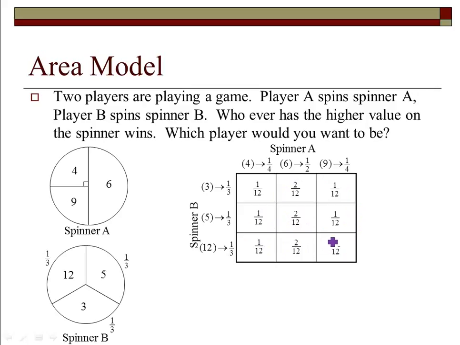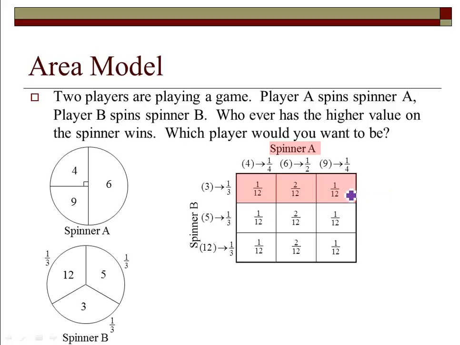Okay, I want to find out which player I should be. So let's look at the probability that player A wins. I'm looking at spinner A. I have to look at my numbers, and when this number is higher than the other spinner, I'm going to highlight it. So the first one, if I spun a 4 and this guy spun a 3, that one wins. 6 beats 3. 9 beats 3. Well, 3 was the lowest on the other wheel, and everything's won on spinner A for that case.